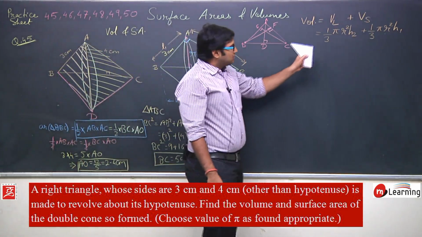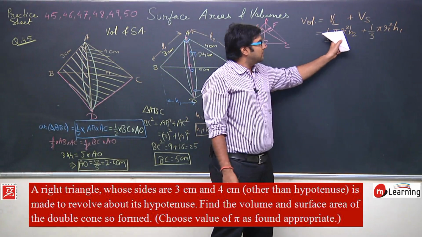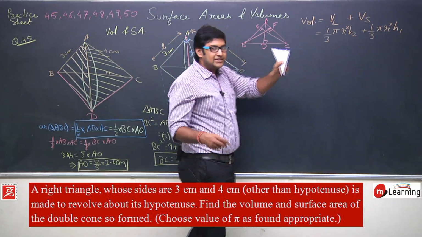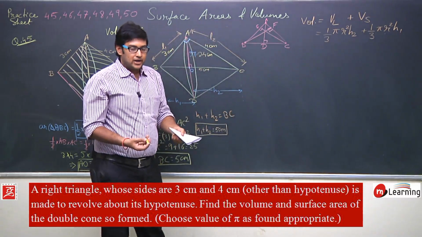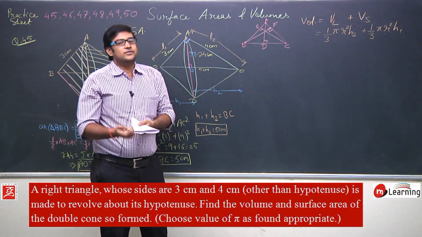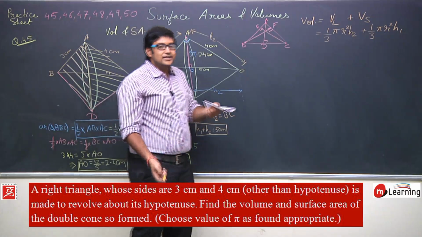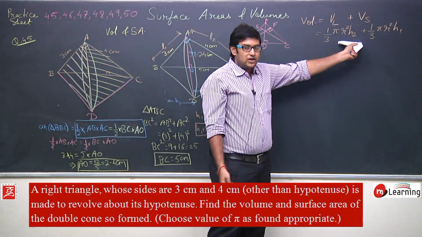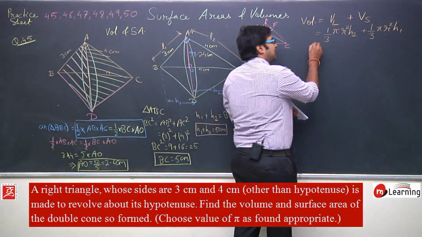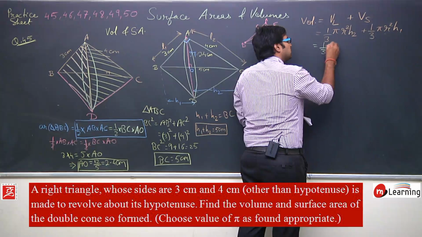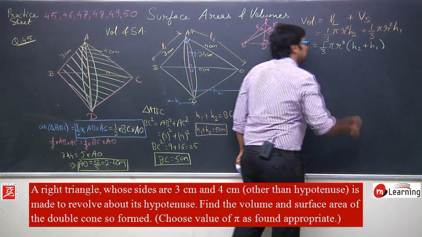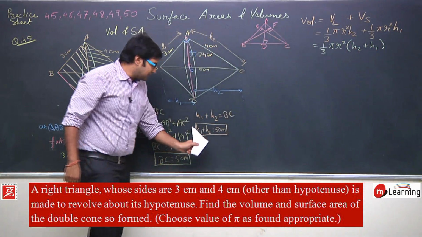Let's see. The volume contains 1/3 pi r square h2 and 1/3 pi r square h1. So it means I need to determine h2 and h1. I need to calculate the length of h2 as well as h1. Is it so? Should I calculate h1 and h2 separately? Or let us modify this relation? Why don't we try to modify this relation a little? I can see if I take 1/3 pi r square as common, in the bracket it will become h2 plus h1. Now what is h2 plus h1?